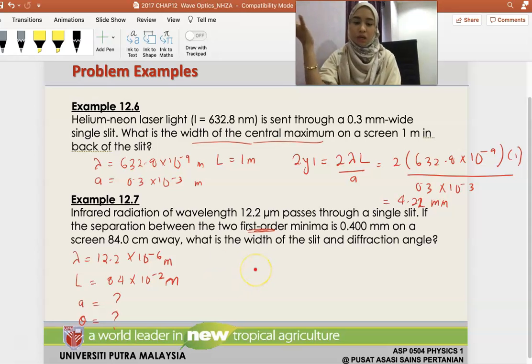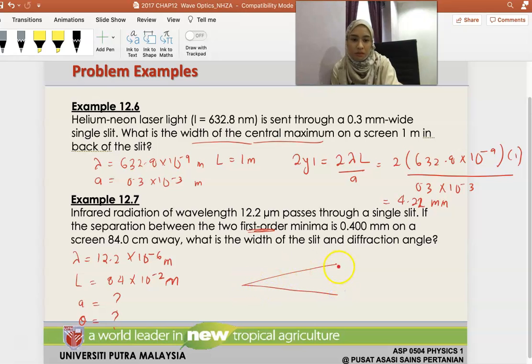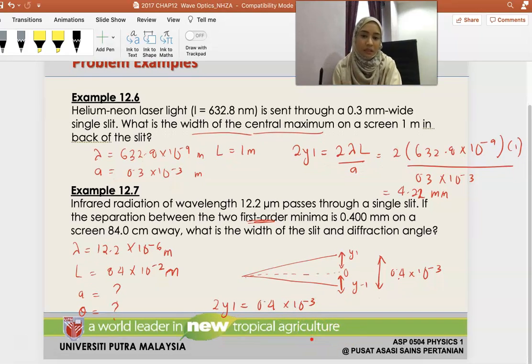Okay. So how do we visualize this problem? So this is 0, this is y1, and this guy is y minus 1. The separation between the two first order minima is 0.4, on a screen that is 84 centimeter away. So y1 minus y minus 1 is equal to 0.4 times 10 to the minus 3, or we know that it's just 2y1 is equal to 0.4 times 10 to the minus 3. Okay, so that is the idea here.